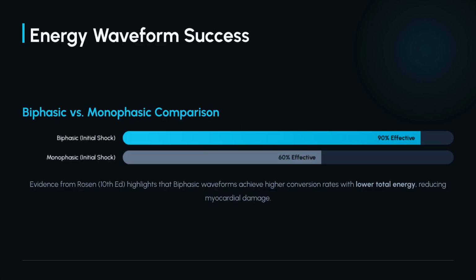Biphasic waveforms are superior to monophasic. Evidence shows biphasic achieves higher conversion rates with lower total energy, which reduces myocardial damage.